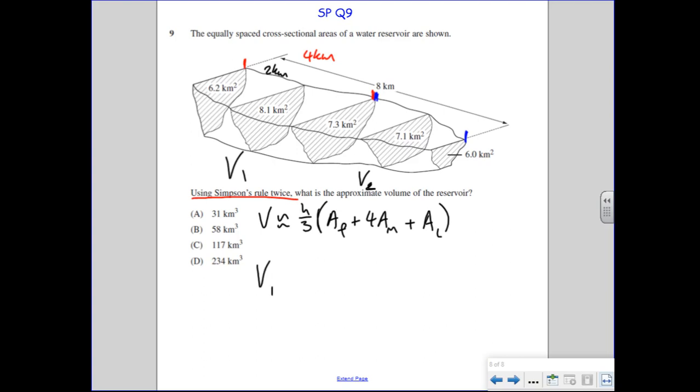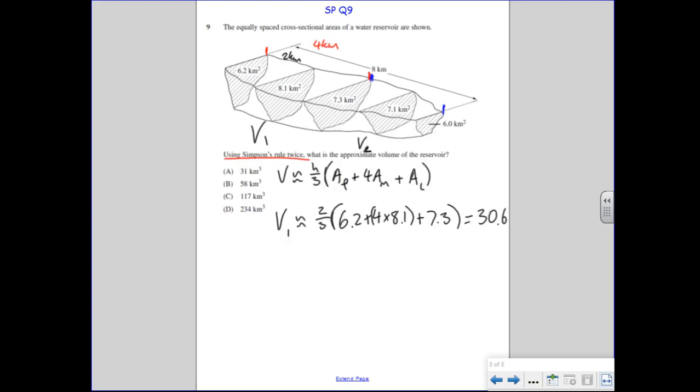So let's find V1, and that's approximately equal to 2 over 3, and then 6.2, that first area you see in the far left, plus 4 lots of that next one, which is 8.1. And then we're going to do 7.3 at the end, and that does equal 30.6.